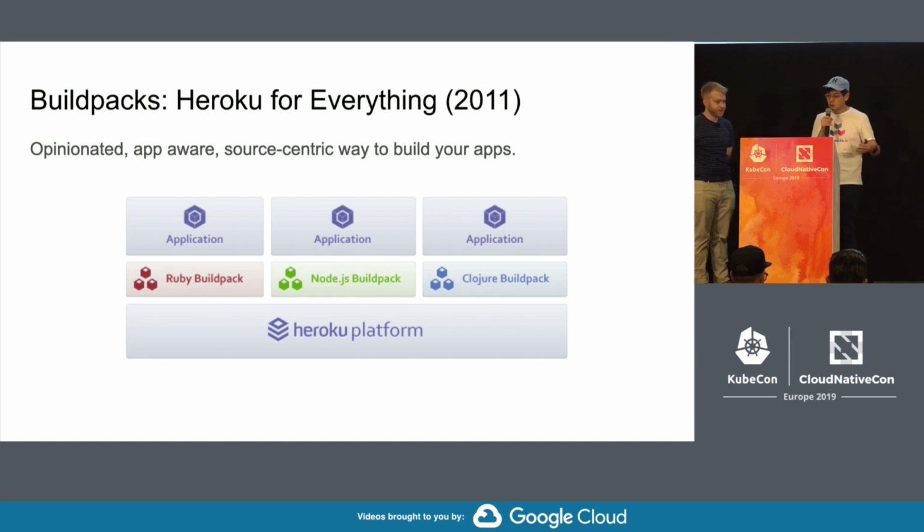What we did was take all the language-specific build components from our Ruby part of the build pipeline and extract them into a thing we called Buildpacks, so we could build language-specific components that all slotted into our build pipeline. If you're not familiar with Buildpacks, they are a source-centric, highly opinionated way of constructing a runnable application artifact from your source code.